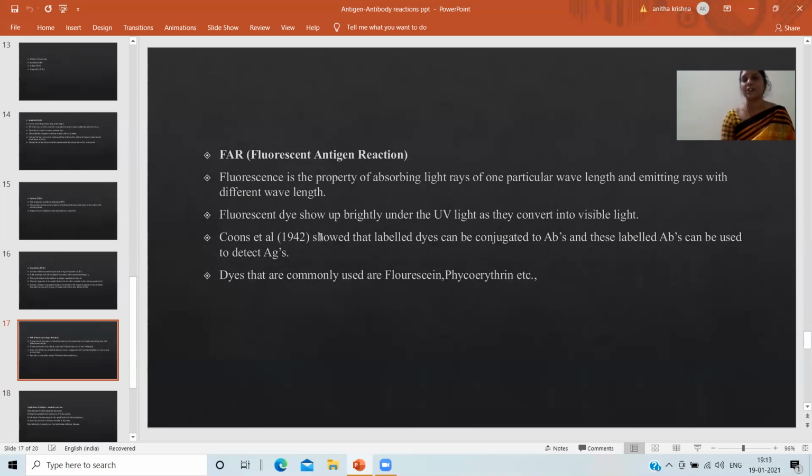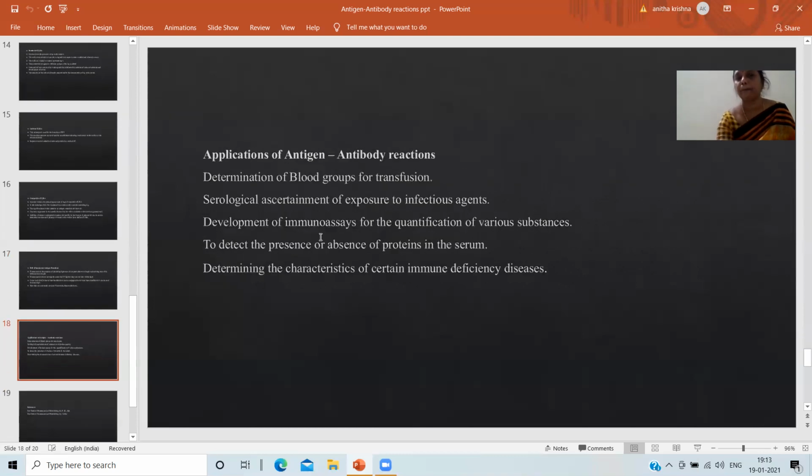So these are the different antigen antibody reactions we go through. Coming to the application part, these reactions are generally useful in detecting the blood groups for transfusions. If a person needs blood in emergency cases, you cannot randomly give any blood to that person. You have to give only a compatible blood group. To find out whether it is similar or not, we go for these antigen antibody reactions.